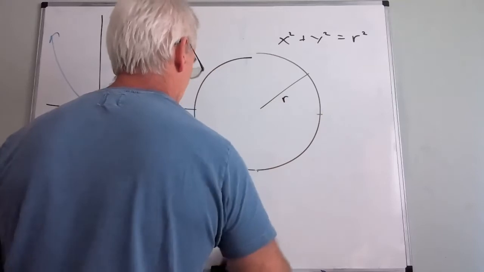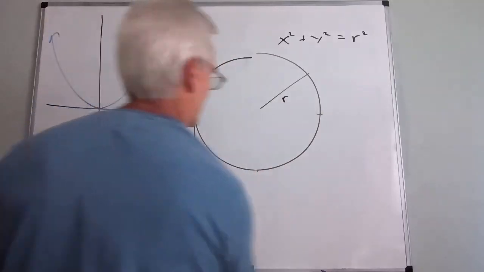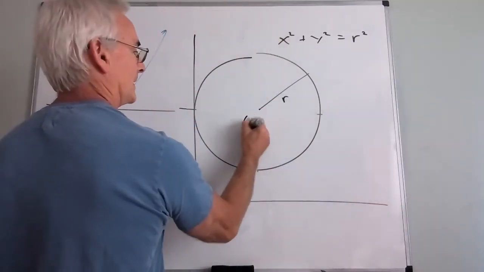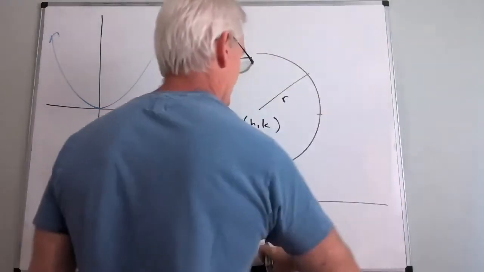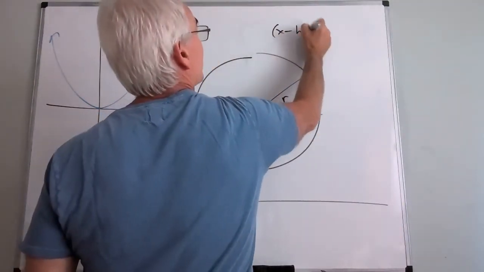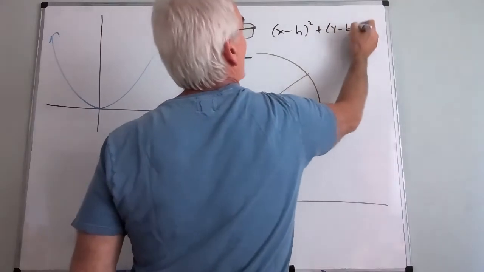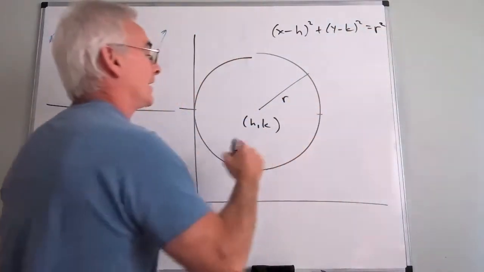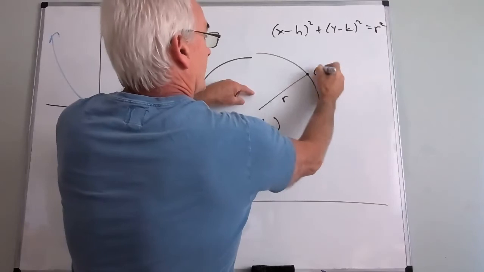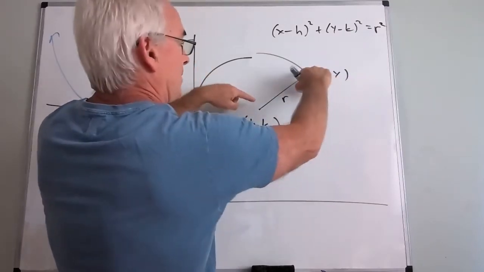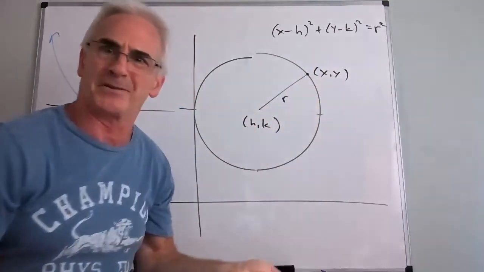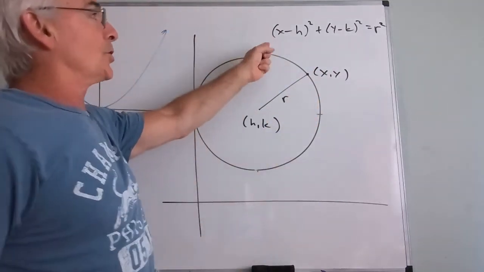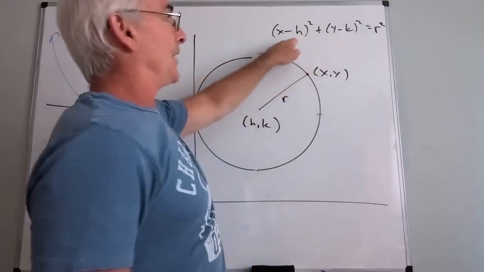But what if my circle is centered, I don't know, at h comma k? Then it's x minus h, y minus k. Beautiful. And do you know where that comes from? That comes simply from the distance formula. If I move my center, and the reason is, if this point right here is x comma y, then x minus h quantity squared plus y minus k quantity squared equals r squared. That's just the Pythagorean theorem.